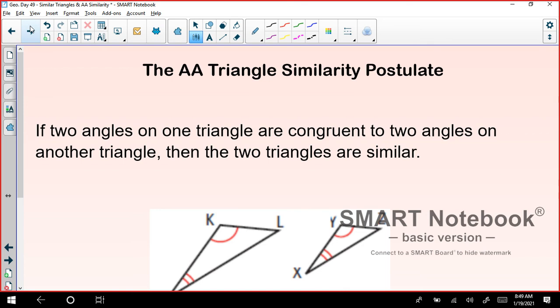We had various triangle congruency postulates and theorems. Triangle congruency means all the angles are congruent, all the sides are also congruent. In the same way, there are a few triangle similarity postulates and theorems which we will study now. The first one of them is AA similarity. Okay, the first one is the AA triangle similarity postulate.